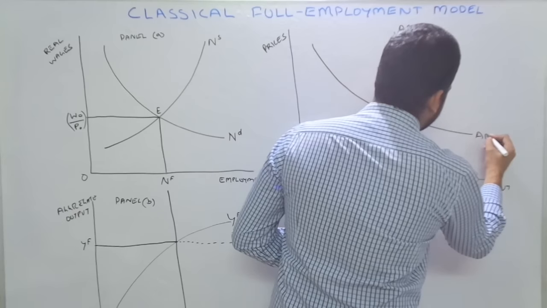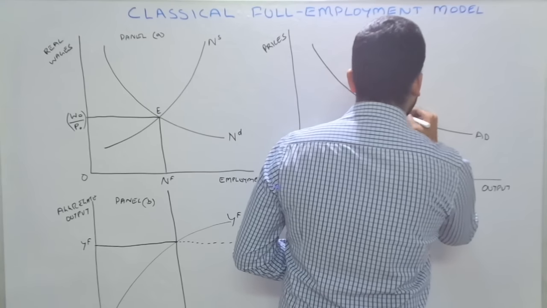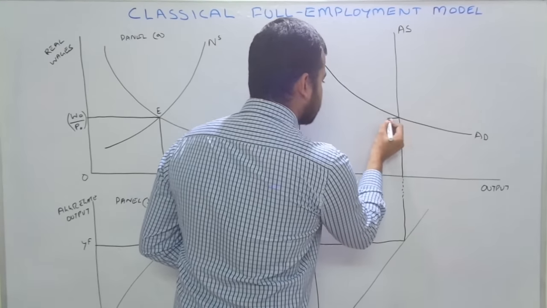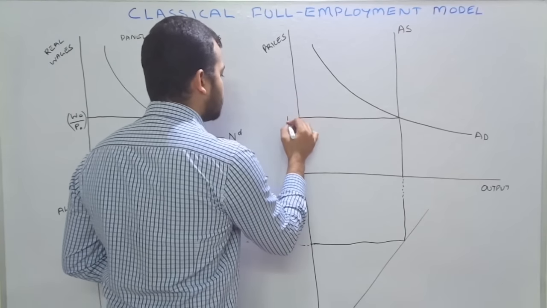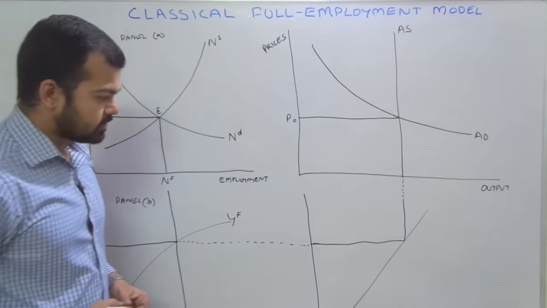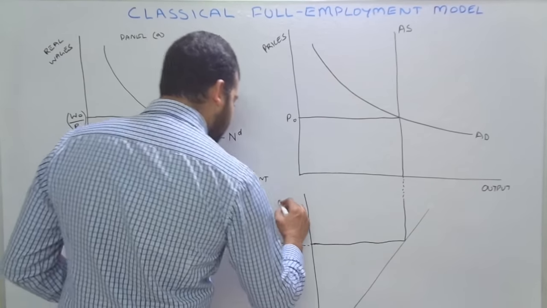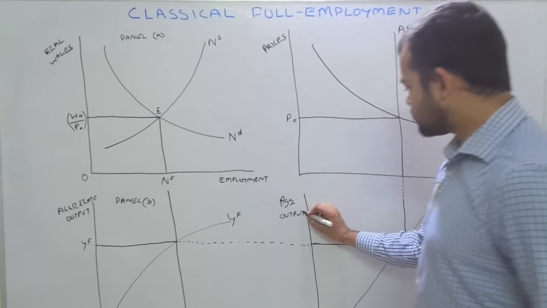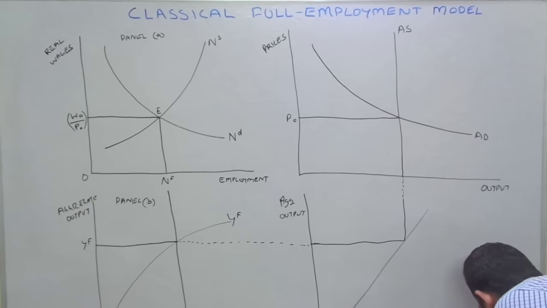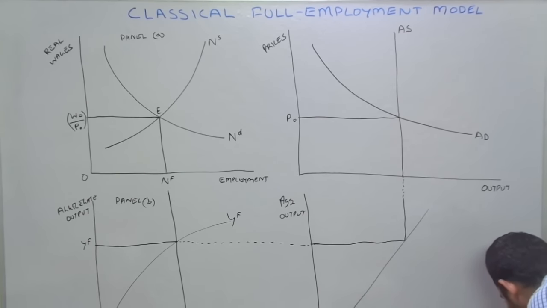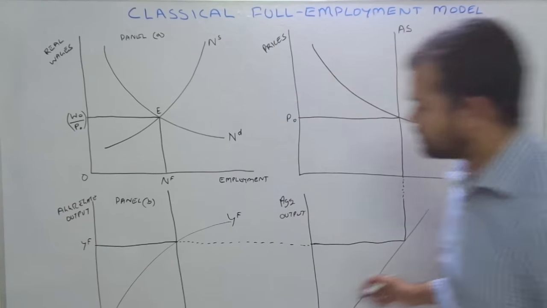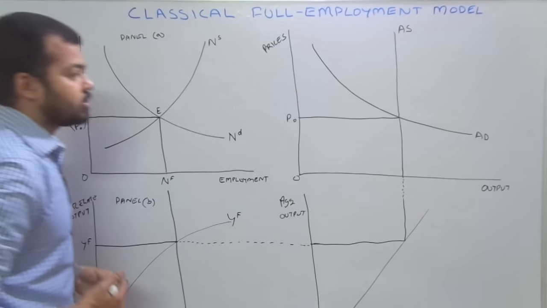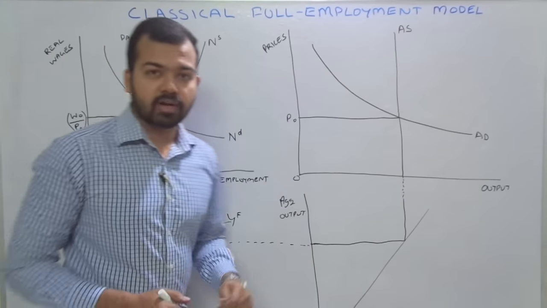Now we have to draw the aggregate demand curve. So this is the aggregate demand curve, cutting the aggregate supply curve. So here we got the price P0. On this y-axis the same thing, aggregate output. So I am writing in short, aggregate output. And just to transfer this line, on the x-axis that is also aggregate output. So we complete the diagram. So this is the static diagram of the classical model.